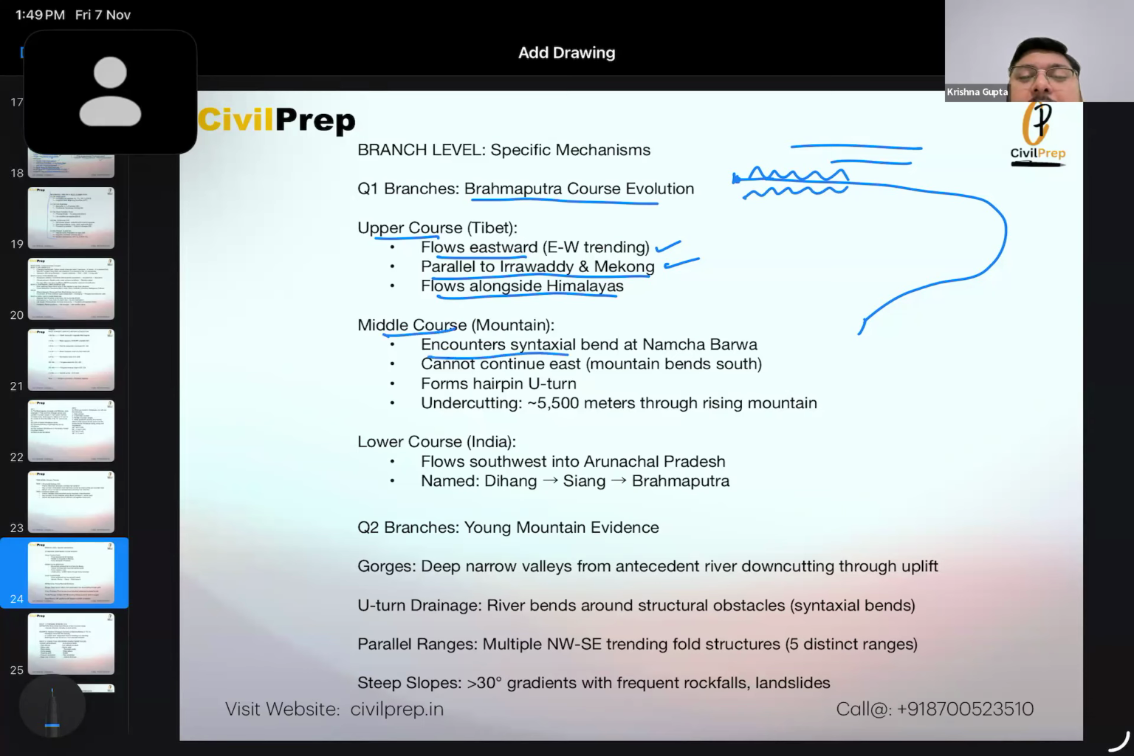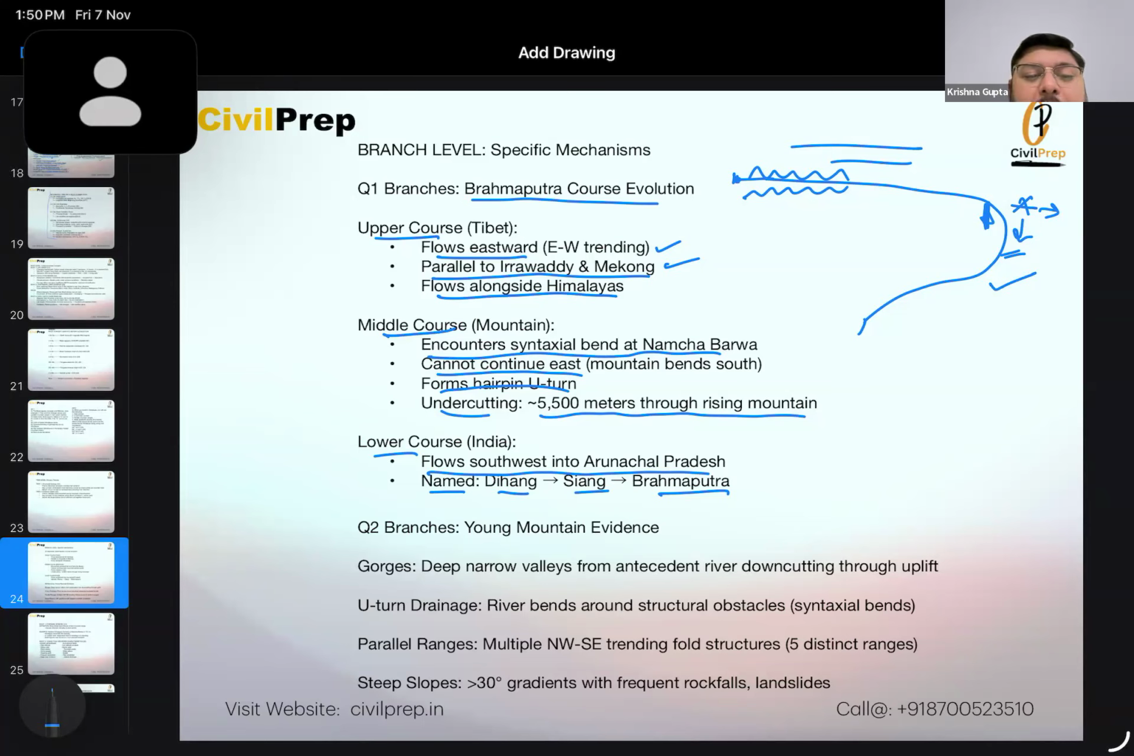Middle courses encounter a syntaxial bend at Namcha Barwa. Here we have Namcha Barwa, which is present towards the easternmost section. It cannot continue east. It does not move east, but it moves south here. It forms a hairpin U-turn, which is also the syntaxial bending, undercutting 5,500 meters through the rising mountains. This is seen here. Lower courses flow southwest into Arunachal Pradesh, named Dihang, Siang, and Brahmaputra. First it enters India as the Dihang. Then the Lohit and Siang rivers confluence into it, and it becomes the Brahmaputra River.